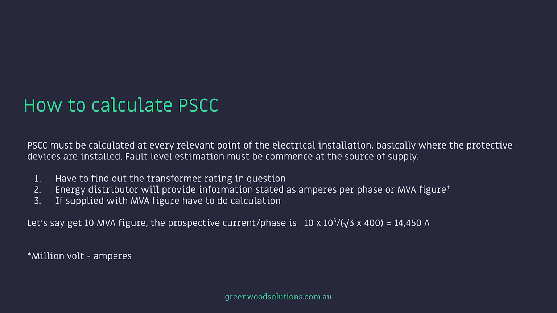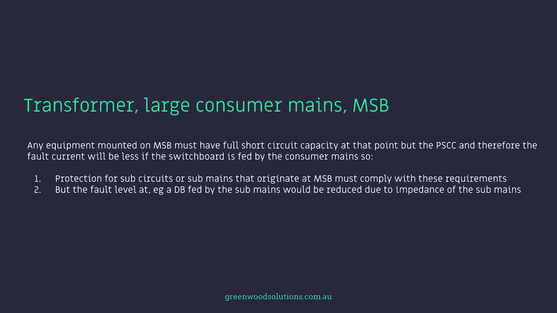So let's say you get the figure of 10 MVA from the distributor. The prospective current per phase is 10 times 10 to the power 6, which is a million, divided by, in brackets, the square root of 3 times 400, equals 14,450 amps. Any equipment mounted on the MSB must have full short circuit capacity at that point, but the PSCC and therefore the fault current will be less if the switchboard is fed by the consumer mains. So, protection for sub-circuits or sub-mains that originate at the MSB must comply with these requirements.